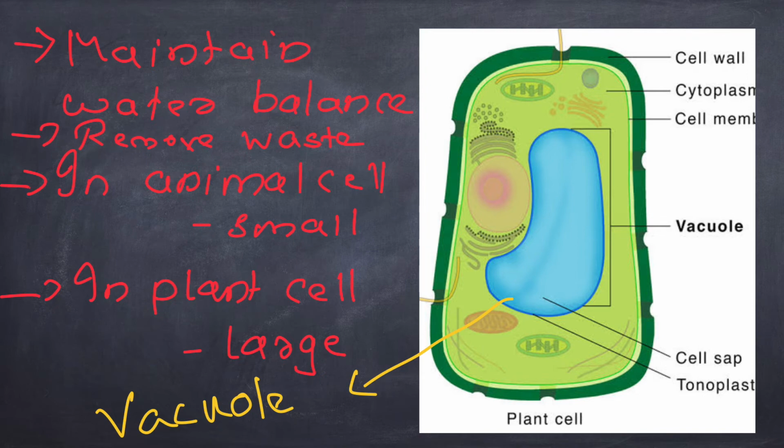This is vacuole. In animal cells, generally vacuoles are small, but in plant cells, a single vacuole can take up most of the interior space of a plant cell. This is the plant cell. Inside that you can see a large vacuole. Vacuole helps to maintain water balance in a cell and helps to eliminate waste products.